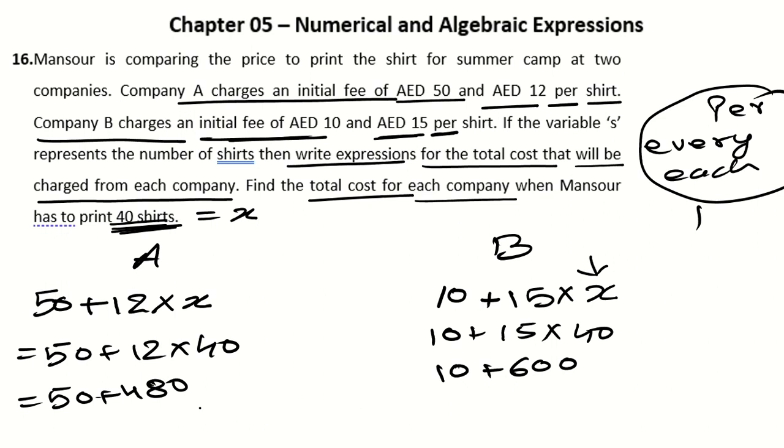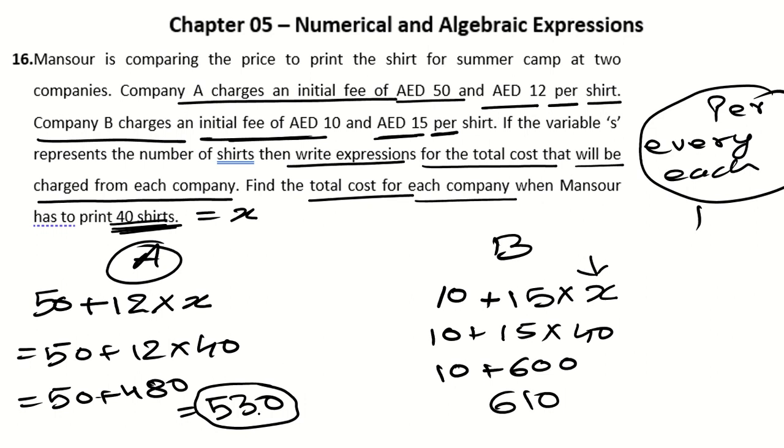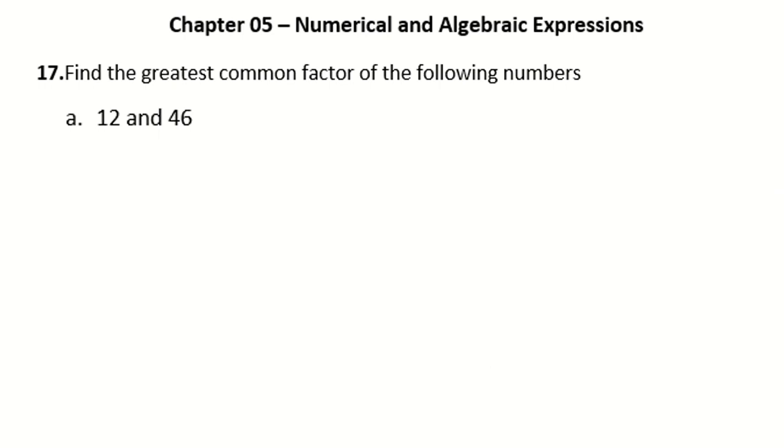And then 480 plus 50 will be 530, and 600 plus 10 is 610. So who is giving you the best deal? Company A. Okay, Mansoor, take care. Don't go to company B. They are charging more. So cancel it.